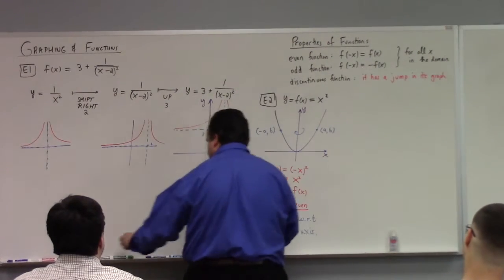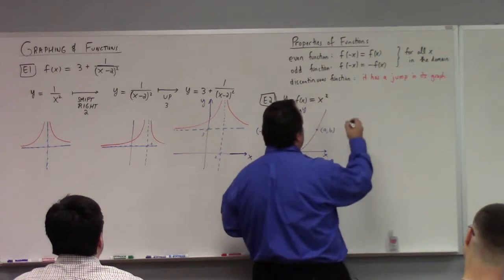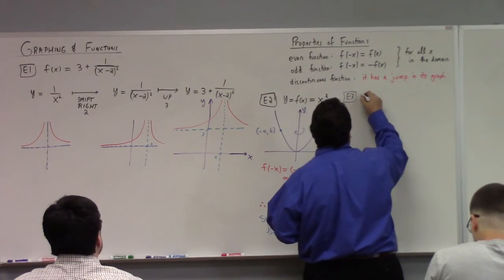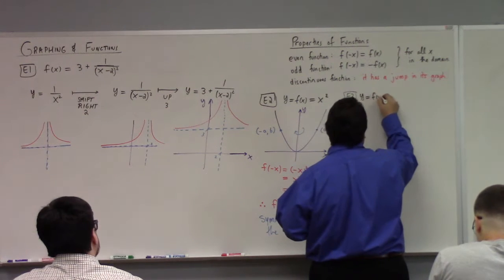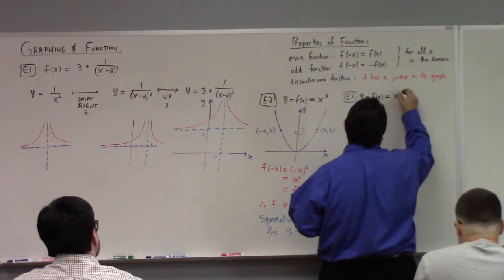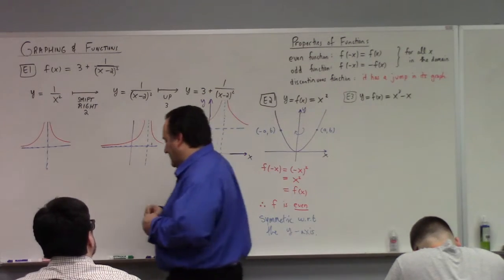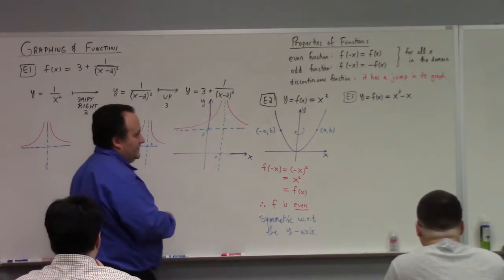Example 3. I'll look at y equals f of x. This time f of x will be equal to x cubed minus x. x cubed minus x. Now, how do we graph that?